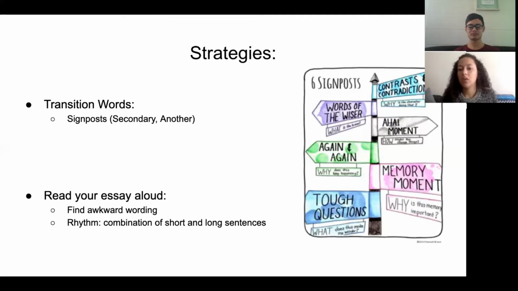And then you want to look at the memory moment and ask yourself, why is this memory important? And then you have tough questions. What does this make me wonder about? And so all of this is going to help lead us into our conclusion, which is very important because we'll probably get references back to all these questions and answers to them.